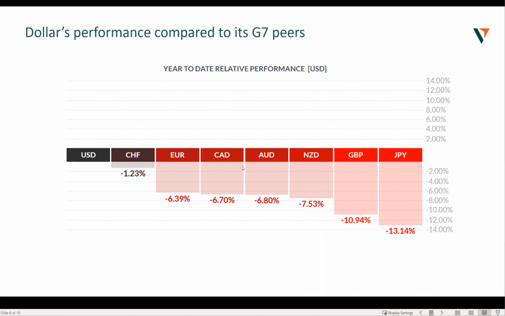So in general, we can see that for this year, the dollar has been on a strong uptrend, and it's doing relatively well when compared to the rest of its peers.